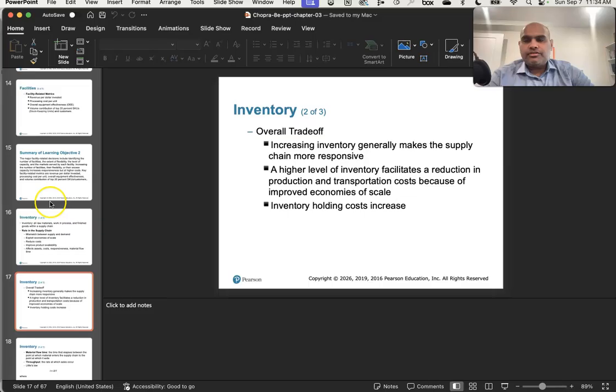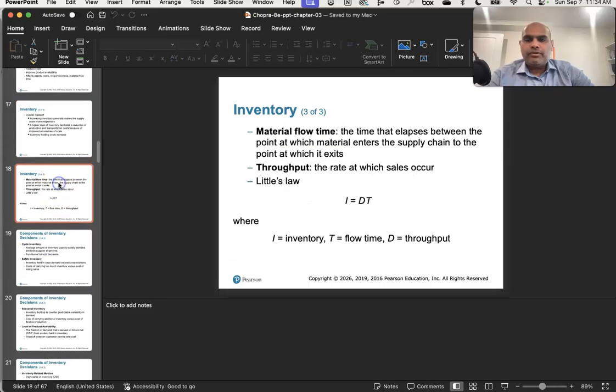And inventory holding costs will increase as you increase the amount of inventory, right? A very basic axiom in inventory management is called Little's Law. Little's Law says that the amount of inventory that you hold depends upon the flow time and the throughput, and it's a very simple thing to understand.